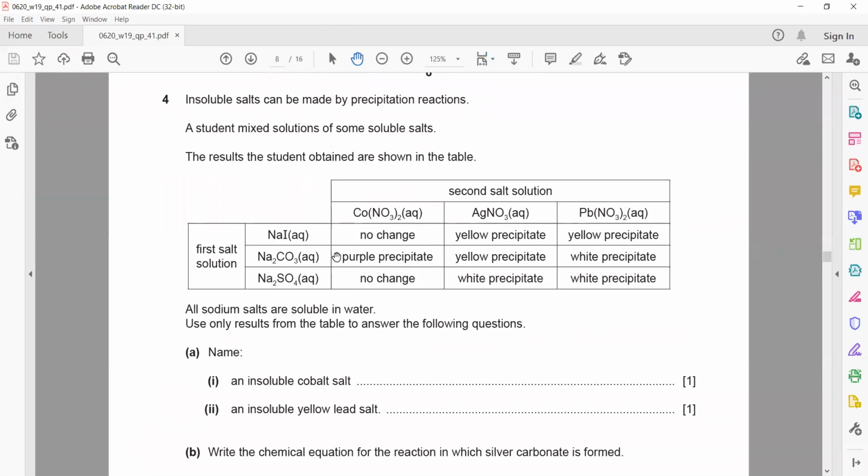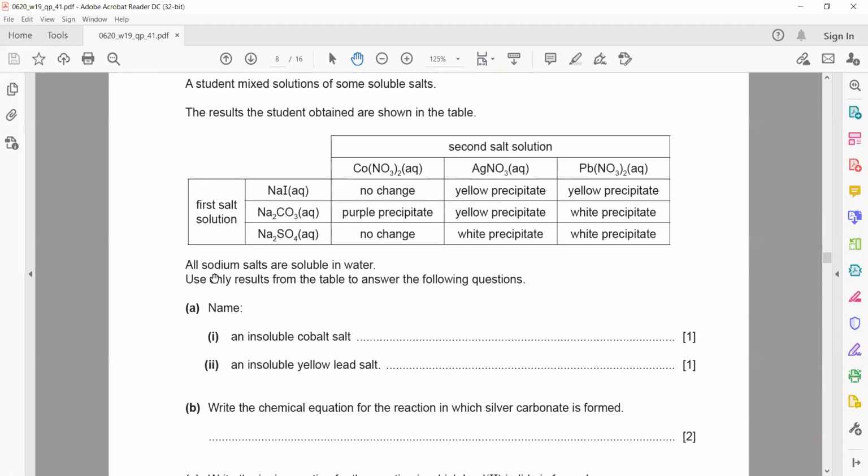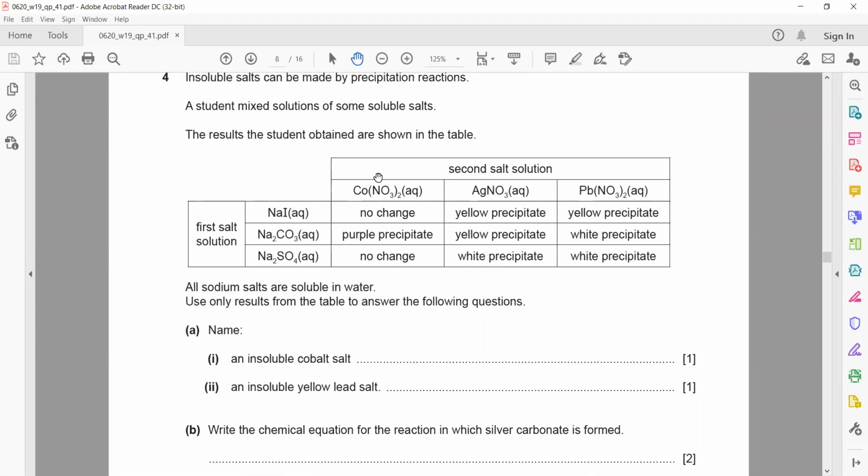Name an insoluble cobalt salt. Which salt is insoluble? When cobalt nitrate is mixed with sodium carbonate, it will form cobalt carbonate, and the cobalt carbonate will be insoluble. Then an insoluble yellow lead salt. That is lead iodide, because lead will mix with iodine. As a result, it will form lead iodide.